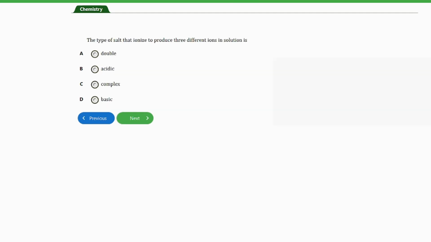So let's consider the next question. Question number 9. It says, the type of salt that ionizes to produce 3 different ions in solution is A, double salt, B, acidic salt, C, complex salt, D, basic salt. So guys, the answer to this question is option A, and that's double salt. Double salt can ionize to produce 3 different ions in solution.